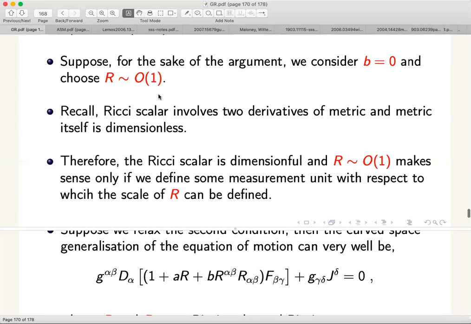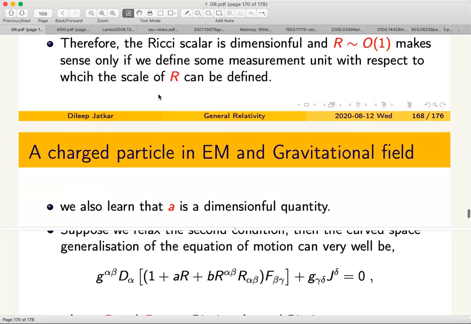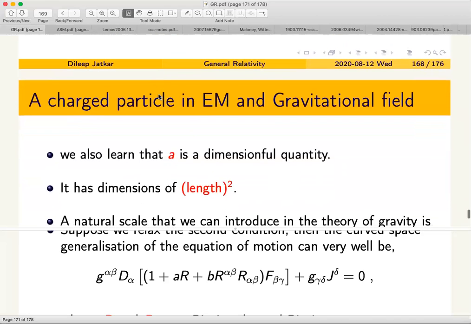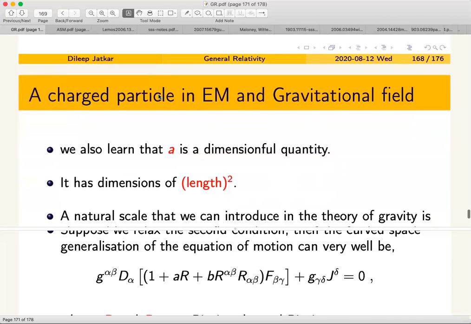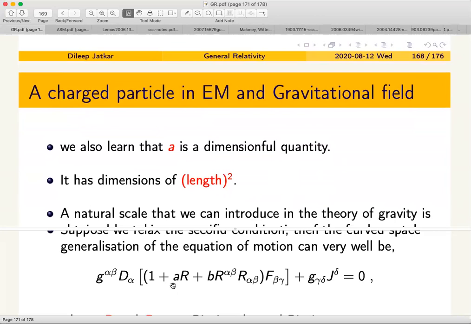So we could ask: what is a natural unit a theory of gravity would have, which you could use to determine the scale of the Ricci scalar when we say the Ricci scalar is of order 1? Now, the first thing that we of course notice from this equation is that suppose b is 0 and a is not equal to 0, then it is 1 plus a times R multiplied in f beta gamma.